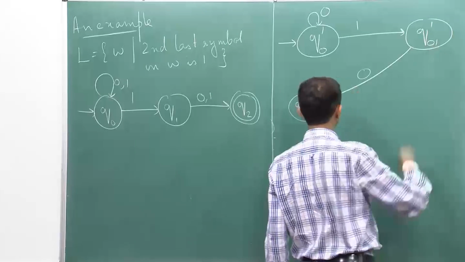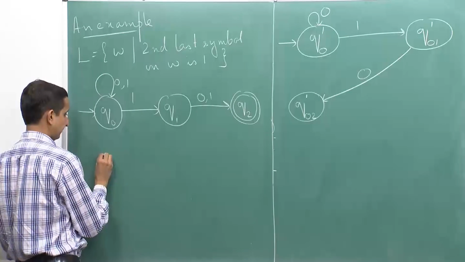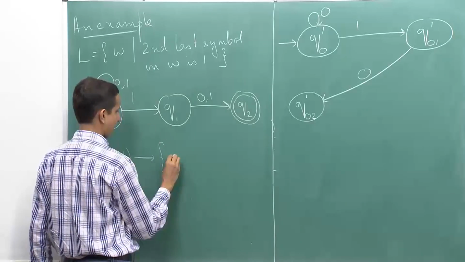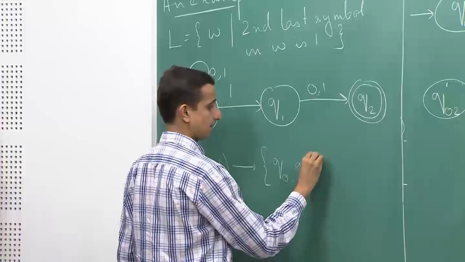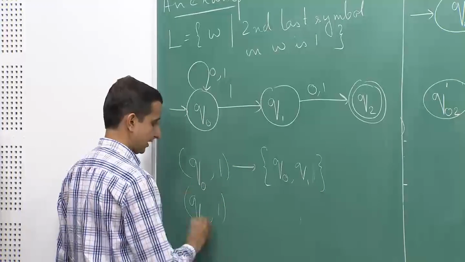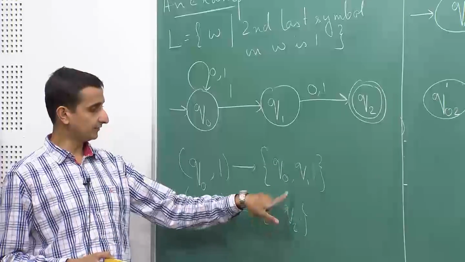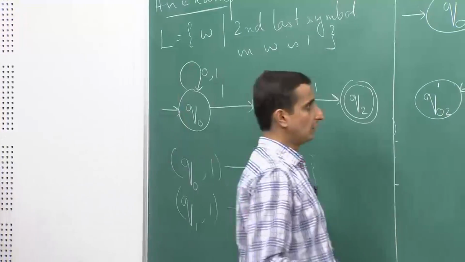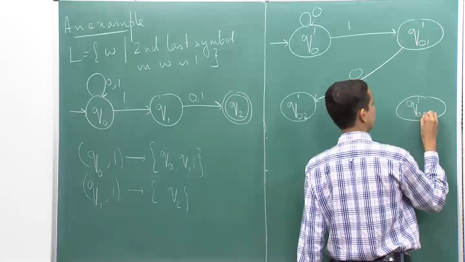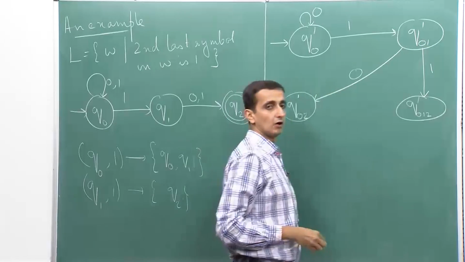What about from Q01 on a 1? From Q0, if I see a 1, we go to Q0 and Q1, and from Q1, if I see a 1, I go to Q2. Now, if I take the union of these two sets, I get Q0, Q1 and Q2. That state is not present here, so I will create a state corresponding to that, Q prime 0, 1 and 2, and from Q01 I go to this state on the symbol 1.